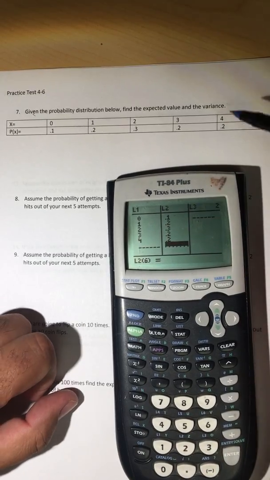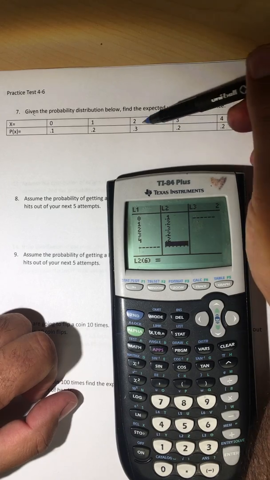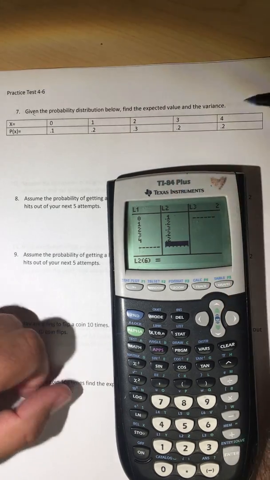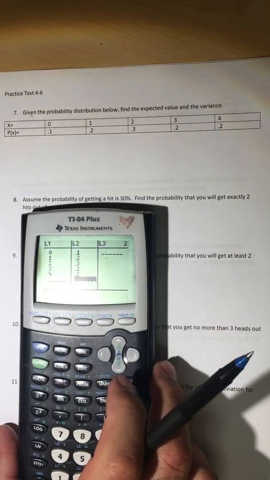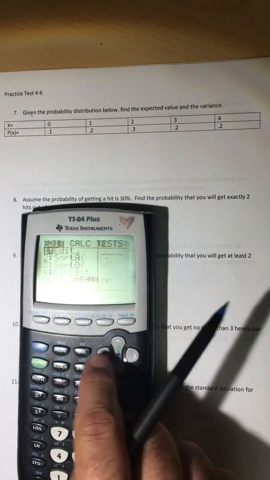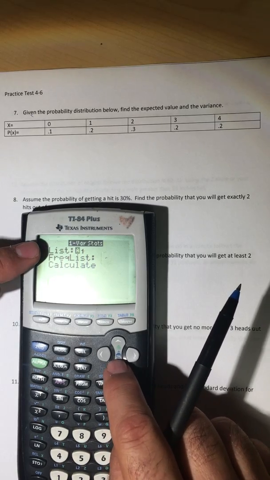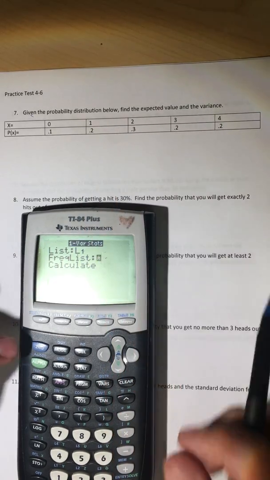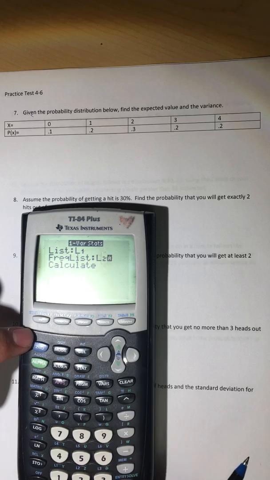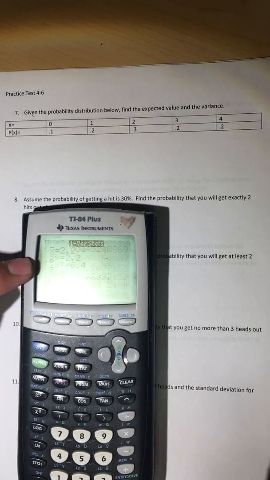So let's just make sure that this is valid: 20, 40, 70, 90, 100. So it adds up to 100%. So remember, we can now just go stat, calc, one-var stats on the X list and the frequency list, the probability list at the same time. So make that list 2, calculate it.